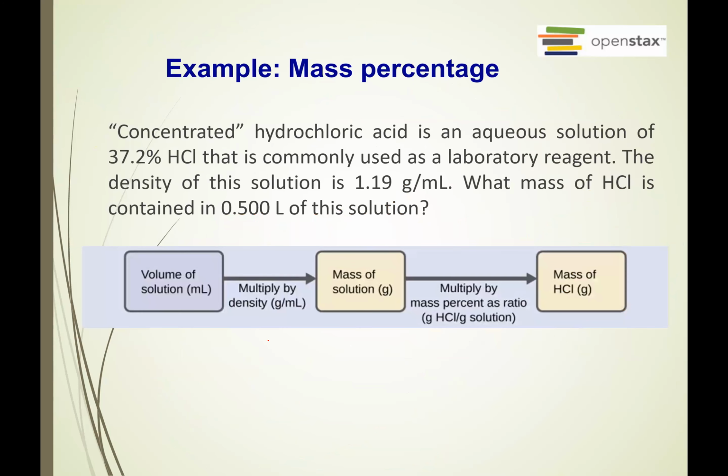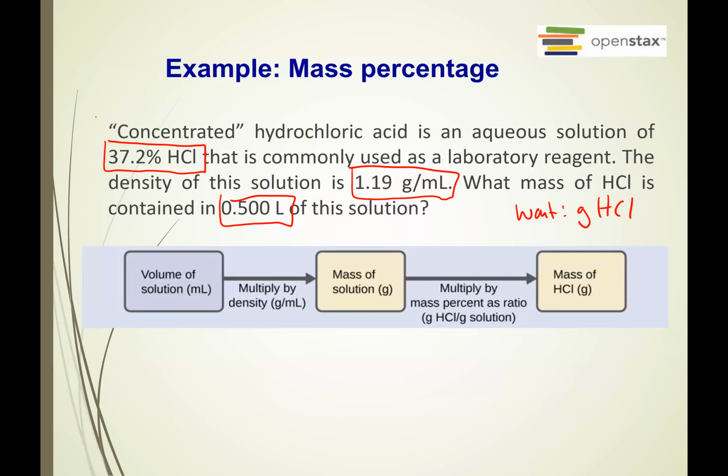So if we look at this one here, oh, so many things they've given us. We have 37.2% hydrochloric acid, 1.19 grams per milliliter, and then we have 0.5 liters. Wow, there's so much. What do we want in the end here? That's the key we're looking for. We want to know what mass of HCl. We want grams of HCl. That's where we need to go in the end. Okay, so let's say no idea what to do here.